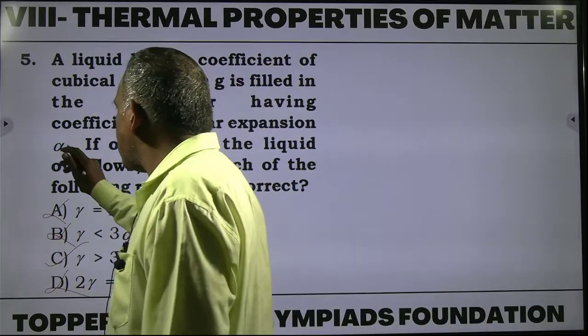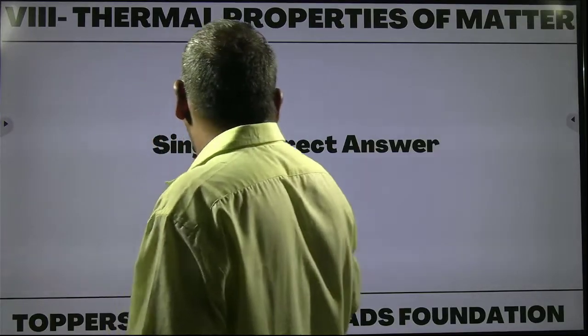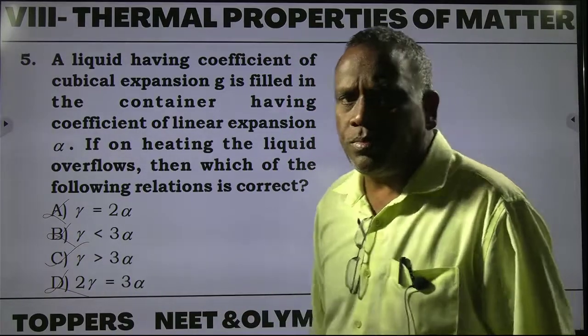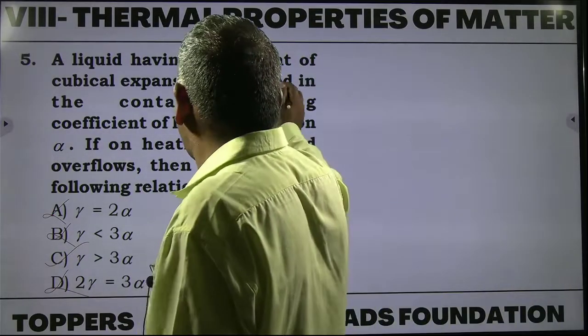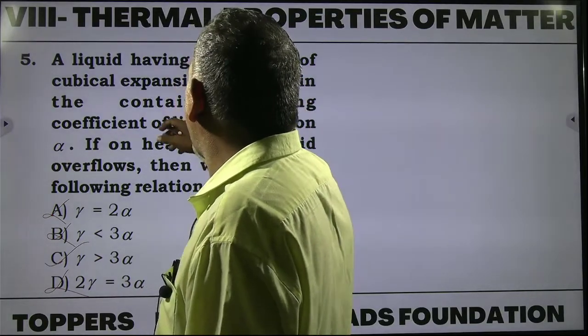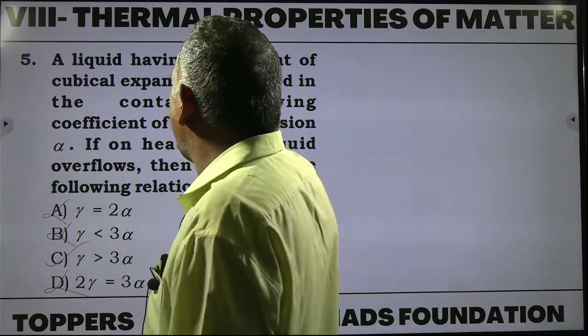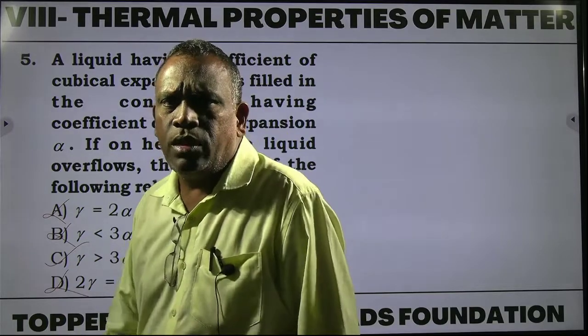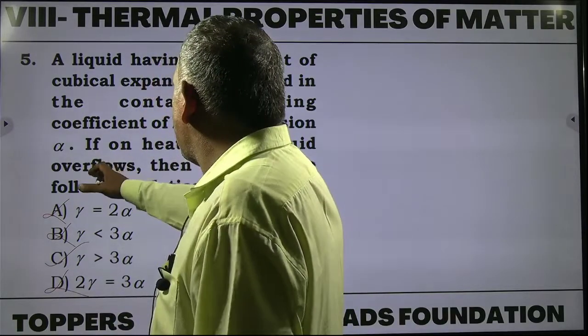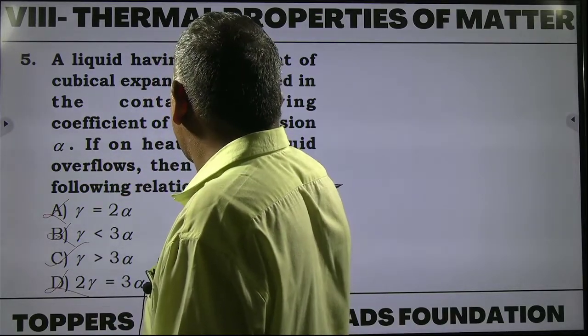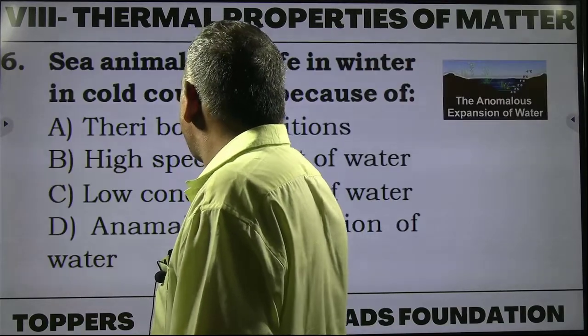Coming to the next question, single correct answer type questions. A liquid having a coefficient of cubical expansion gamma is filled in a container whose expansion is alpha, and is heated. So this is the same question.